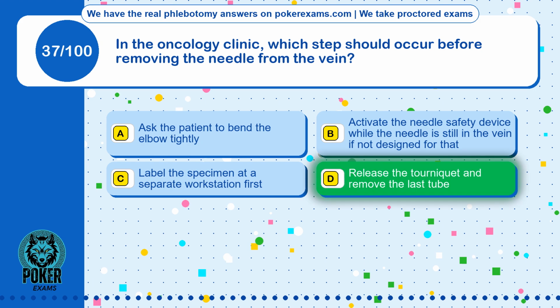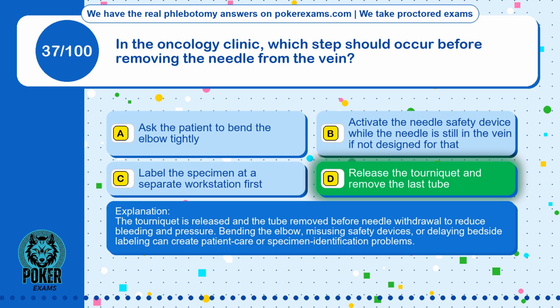The correct answer is option D. Release the tourniquet and remove the last tube. The tourniquet is released and the tube removed before needle withdrawal to reduce bleeding and pressure. Bending the elbow, misusing safety devices, or delaying bedside labeling can create patient care or specimen identification problems.